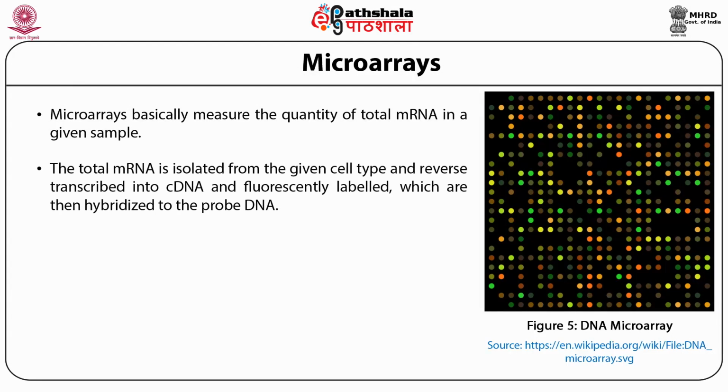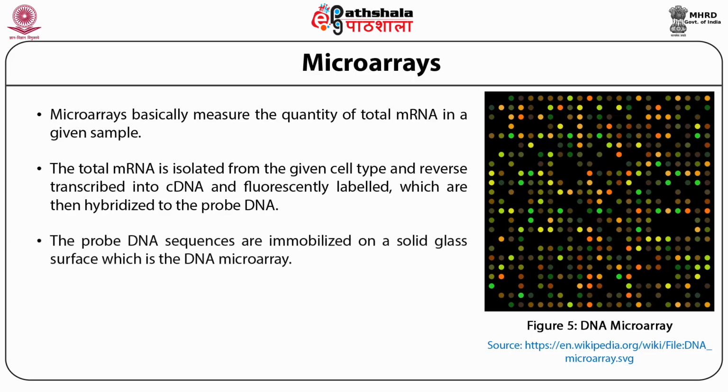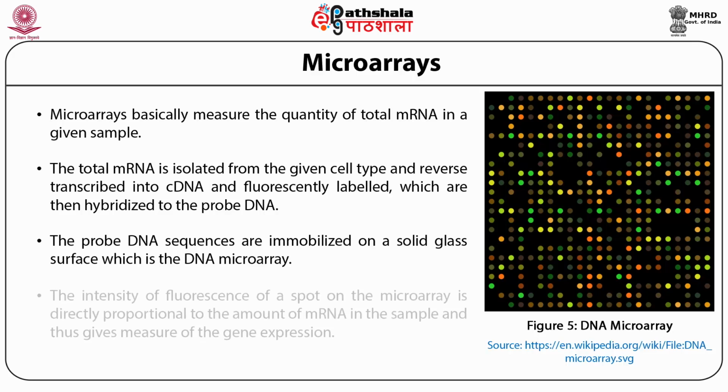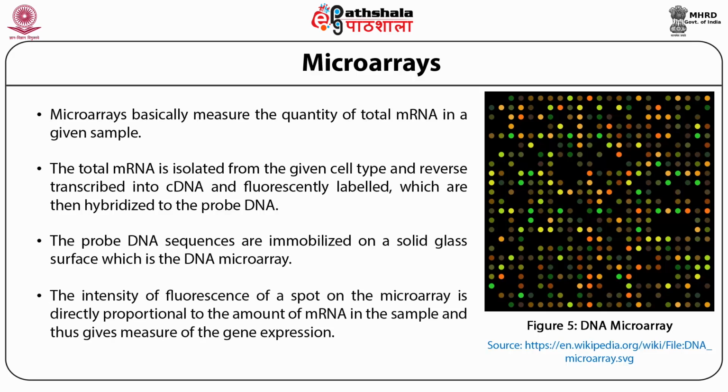The total mRNA is isolated from the given cell type, reverse transcribed into cDNA and fluorescently labeled, which is then hybridized to the probe DNA. The probe DNA sequences are immobilized on a solid glass surface, which is the DNA microarray. The intensity of fluorescence of a spot on the microarray is directly proportional to the amount of mRNA in the sample and thus gives a measurement of the gene expression.